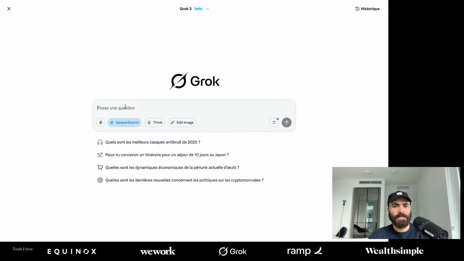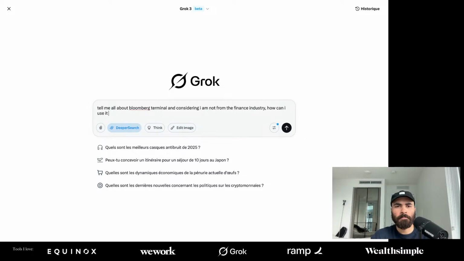Okay, interesting deeper research recommendations. But what we'll look into is, tell me all about Bloomberg terminal. And considering I'm not from the finance industry, how can I use it?